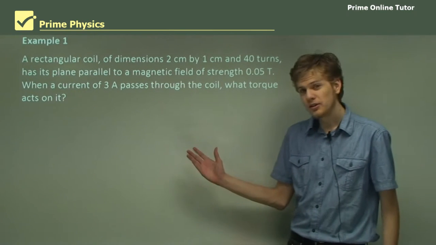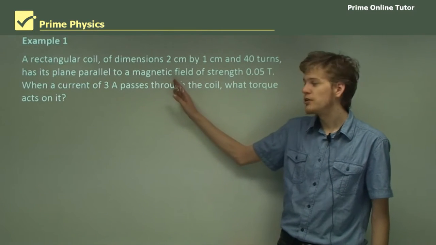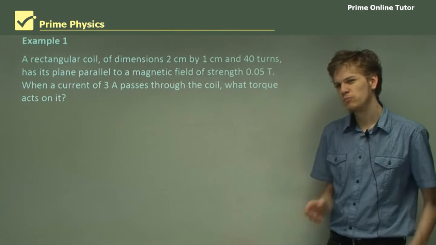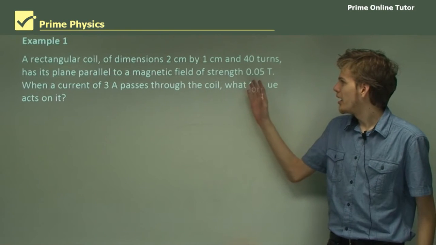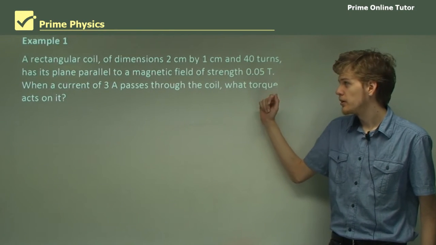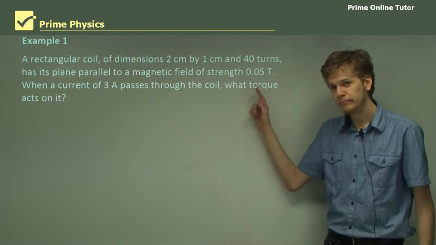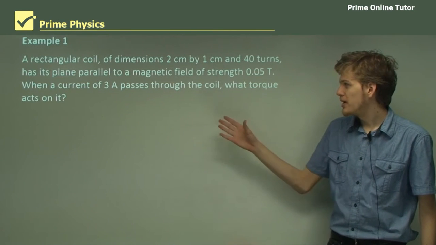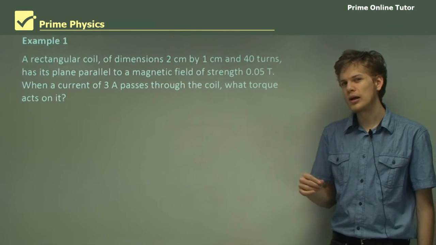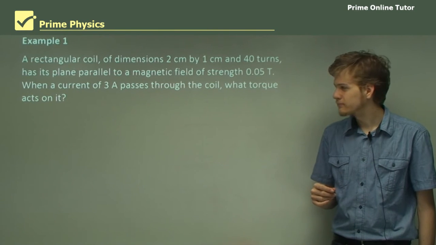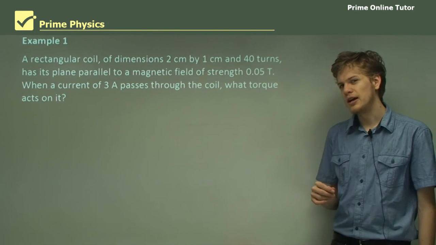So we take a rectangular coil, dimensions 2 centimeters by 1 centimeter, quite small, and it has 40 turns, and it has its plane parallel to a magnetic field. When 3 amps pass through the coil, what torque acts on it? All right, well, let's work this out, shall we?